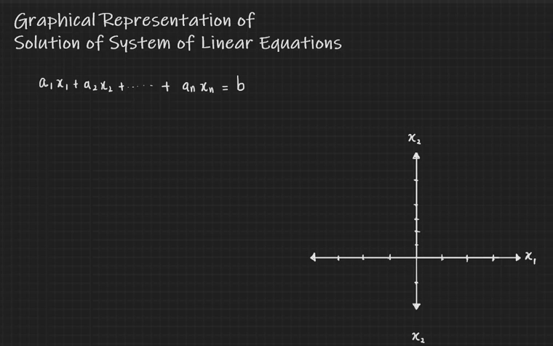Note that the graphical representation of any linear equation represents a straight line. For simplicity, let's consider the linear equation in two variables. Let's consider x1 minus 2x2 is equal to minus 1. This is a linear equation in two variables x1 and x2, where the coefficient of x1 is 1 and coefficient of x2 is minus 2, and the constant number on the right hand side is minus 1.